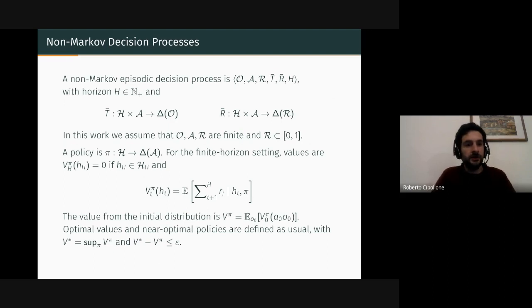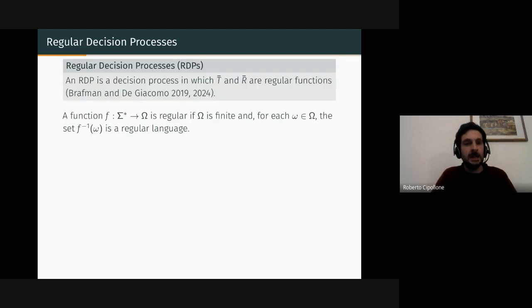We are now ready to define what an RDP is. And basically, it's a decision process where the transition function and reward function are regular. Before I get into that, it's better if I answer questions now.